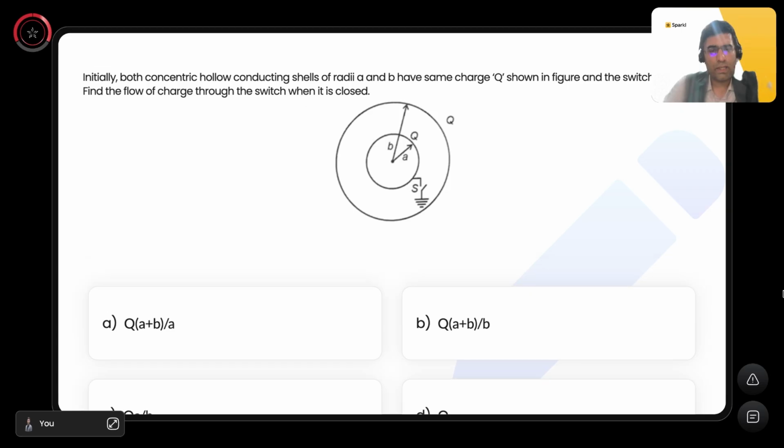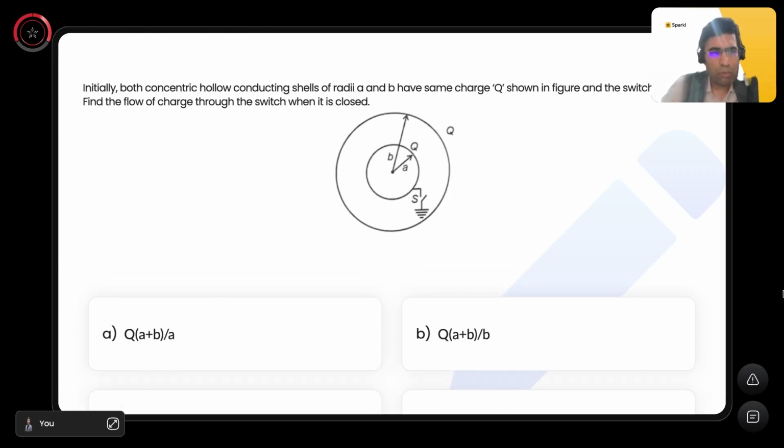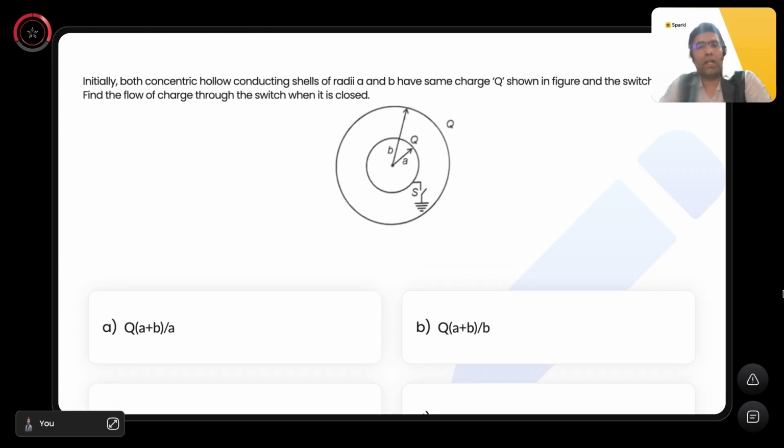Now, concentric shells, again, a very important concept. Initially, both the concentric hollow conducting shells of radii A and B have the same charge as shown in the figure, and the switch is open. So it is not earthed. Find the flow of charge through the switch when it is closed. So whenever we earth a shell, some amount of charge will either flow into the earth or some amount of charge will flow from the earth, and the charge of the shell will change from its initial value.